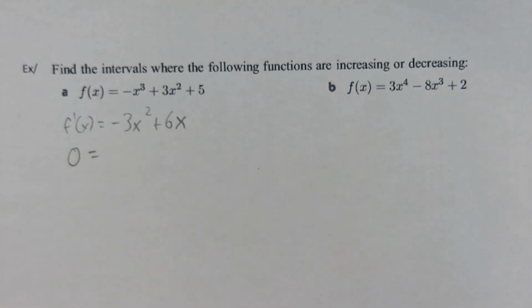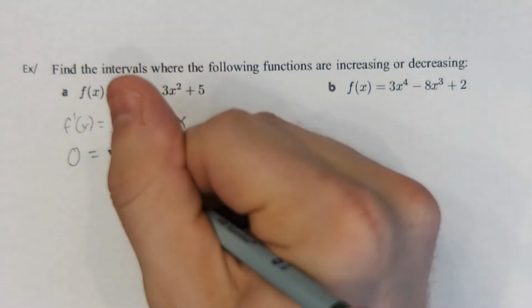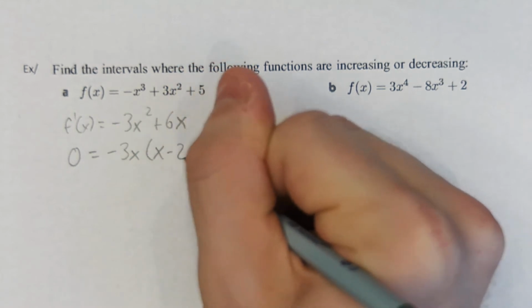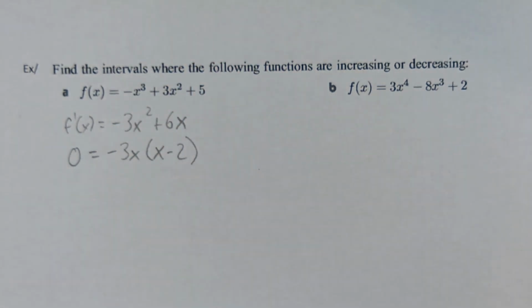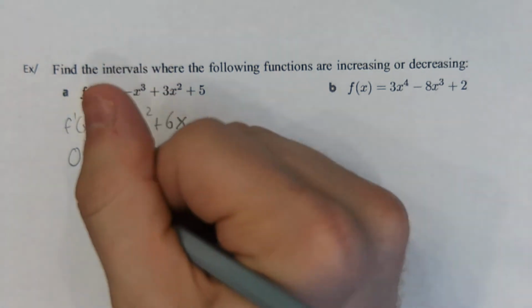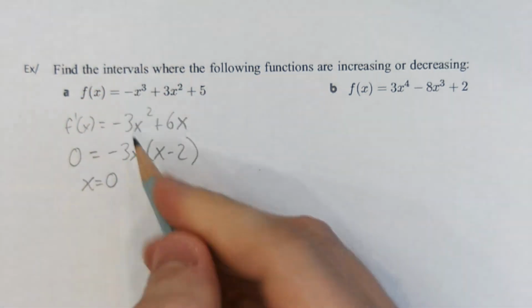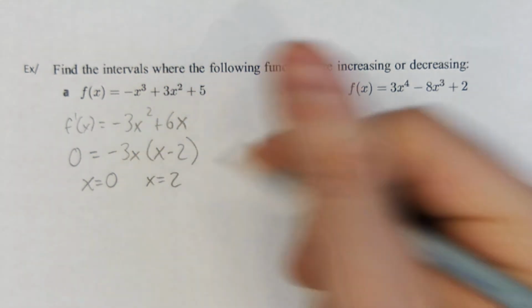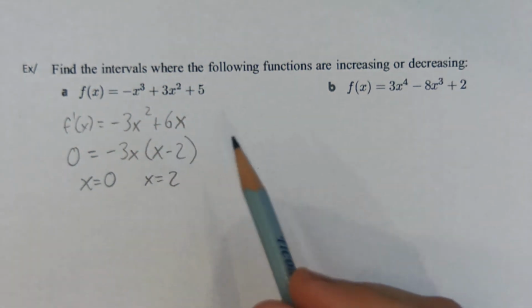Well, that's going to involve a lot of factoring for you. So we're going to pull out a negative 3x as a GCF, leaving behind an x minus 2. I can see two places where this is going to equal 0. That gives me a critical value of x equals 0, because that would make this part out here equal 0, and a critical value at x equals 2, because that would make this part right here equal 0.